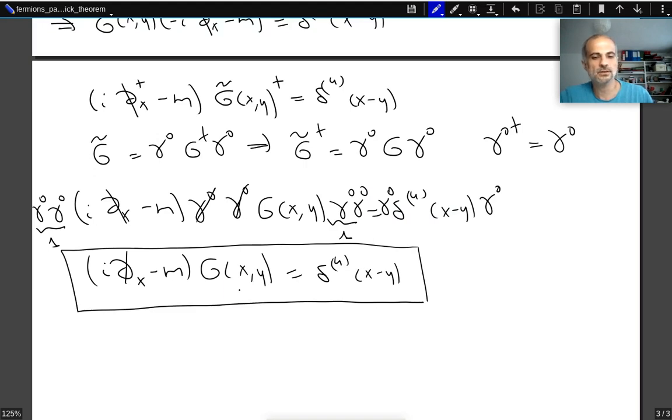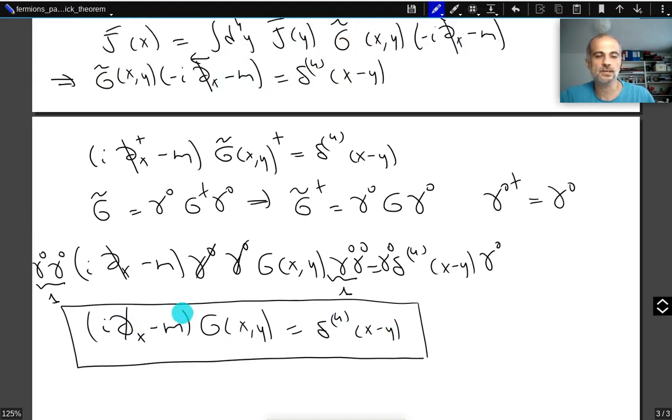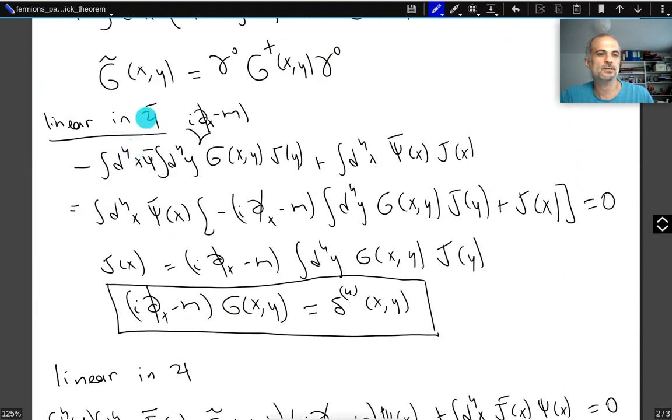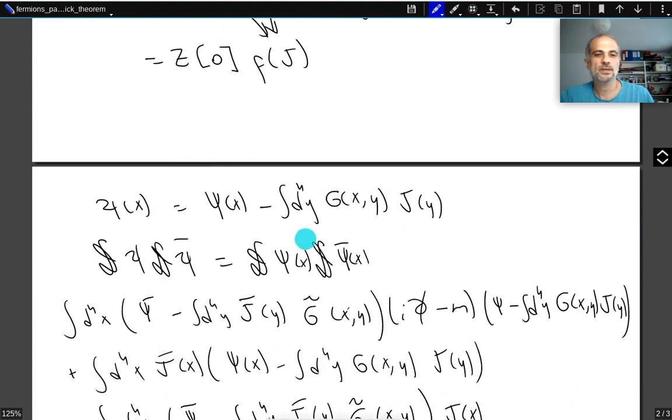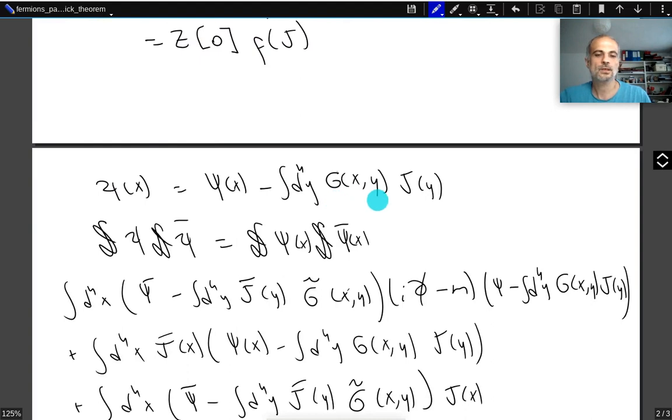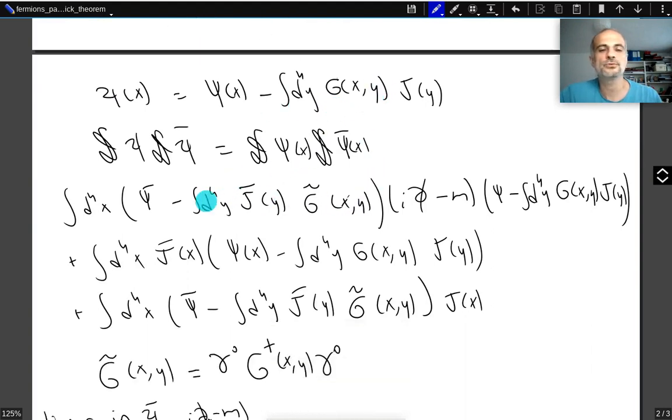So we see that as long as this equation is satisfied, if we shift our integration variable in this way, we eliminate all the terms in the exponent that are linear in psi or psi bars, and that is what we wanted to achieve. Now let's look at what remains.